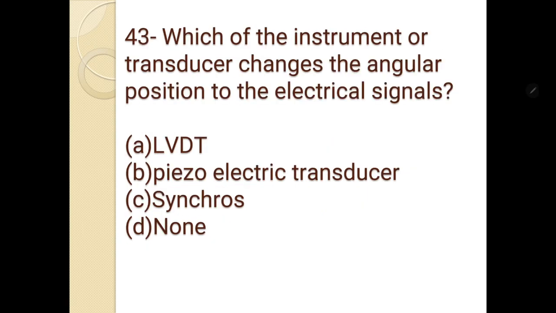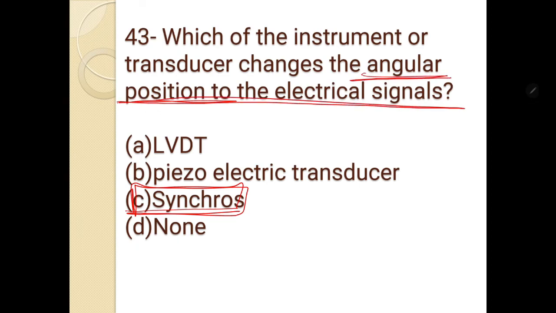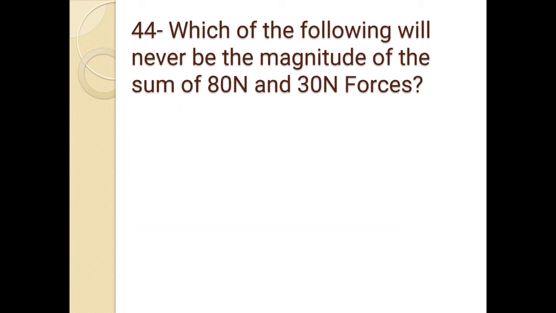Next question was, which instrument or transducer changes the angular position to an electrical signal? Option A is LVDT, B piezoelectric transducer, option C Synchro, or option D none. The correct option is option C, that is Synchro. It changes the angular position of the rotor and gives the output as an electrical signal. So the correct option is option C.